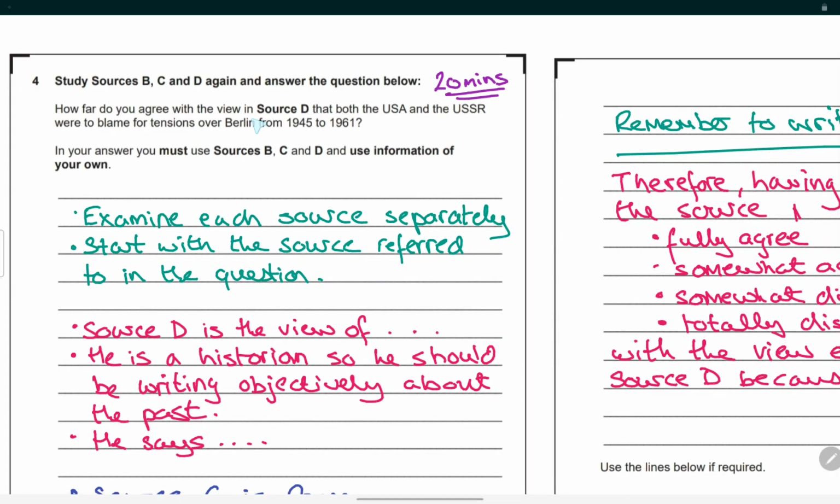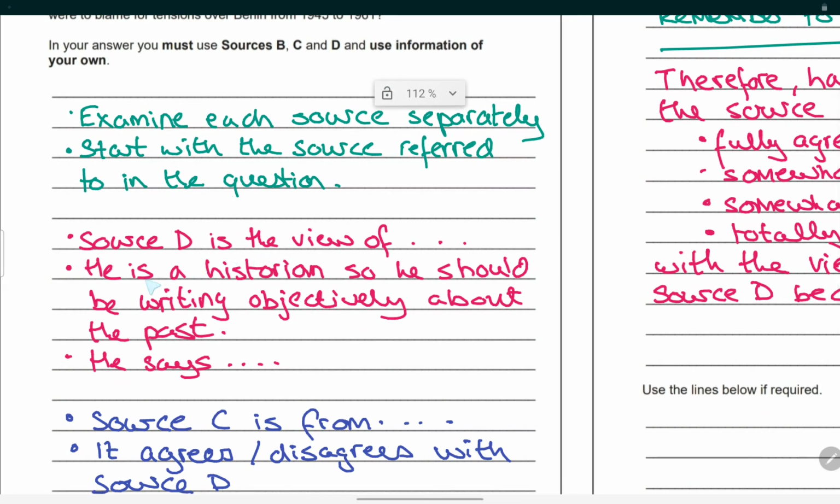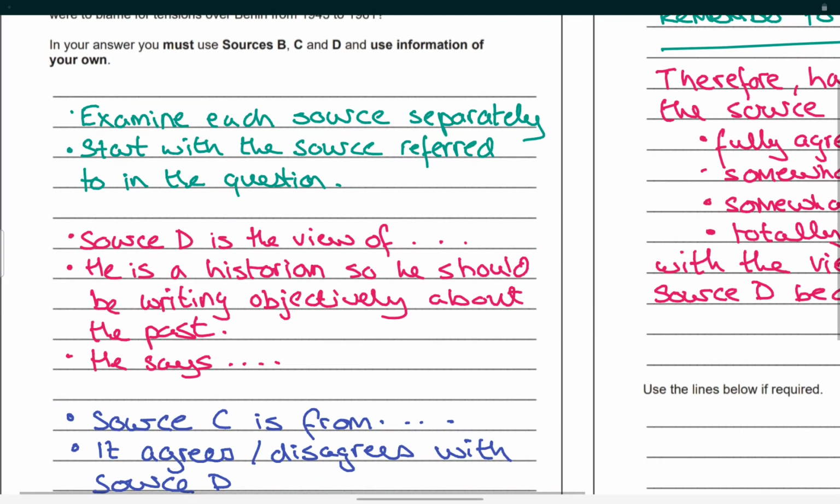Okay, so in this case, it's the view of an American historian, I think. He is an historian, so he should be writing objectively about the past, he says, and then you outline what his viewpoint is. Okay, you're not being asked to analyze it or find out how convincing it is or to say if it's biased. You just need to outline what the view is.